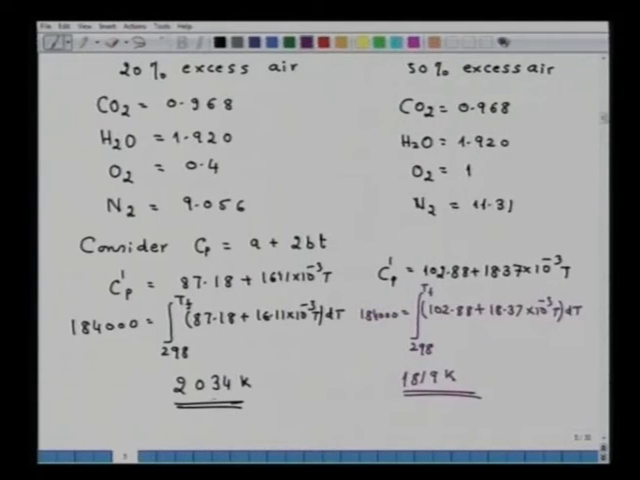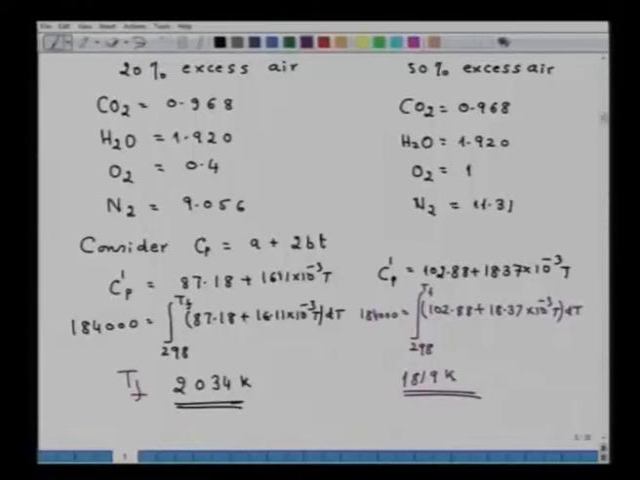Now, remember, in these two calculations I have considered Cp equal to A plus Bt. However, you can take Cp equal to A plus 2Bt plus C by T square and recalculate the value of the flame temperature, and the flame temperature values will be somewhat lower than what we have calculated. So, what I wanted to illustrate is that an increase in excess air decreases the flame temperature.